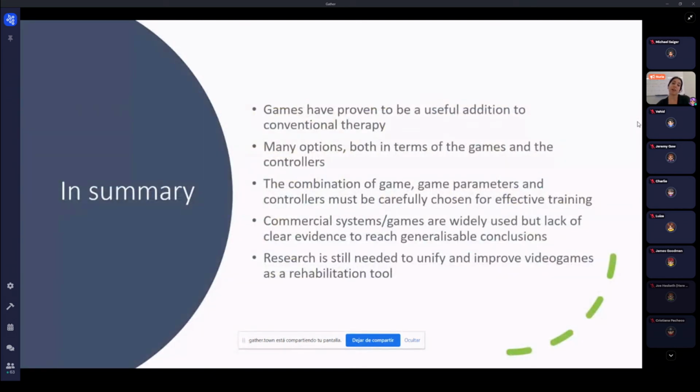And yeah, in summary, games have proven to be a useful addition to conventional therapy. There are many options, both in terms of the games and the controllers. However, the combination of game parameters and the controller must be carefully chosen so that the training is effective. And in particular with commercial systems and commercial games, even if they are widely used, there is still a lack of clear evidence to reach generalizable conclusions. So yeah, in general, research is still needed to unify and improve video games as a rehab tool.